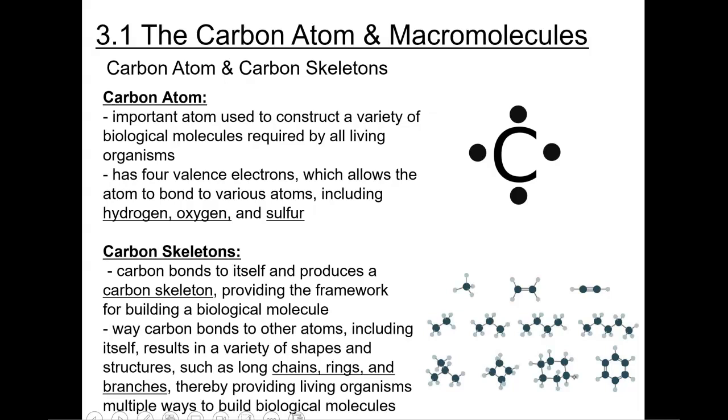All right, so the carbon atom and macromolecules. Carbon atoms are important atoms that are used to construct a variety of biological molecules that are required by living organisms. It's a very important element. It has 4 valence electrons, which allows this atom to bond to various atoms, including hydrogen, oxygen, and sulfur.